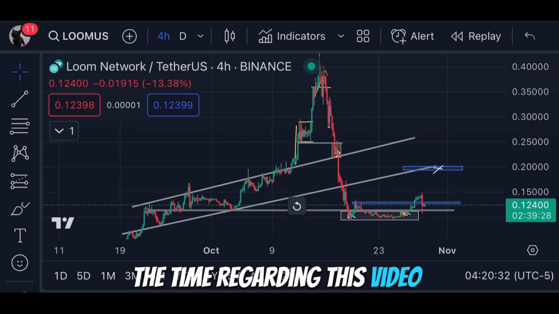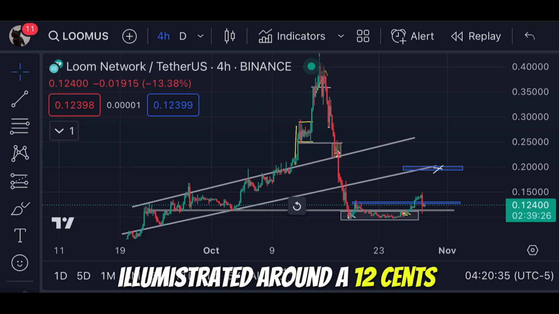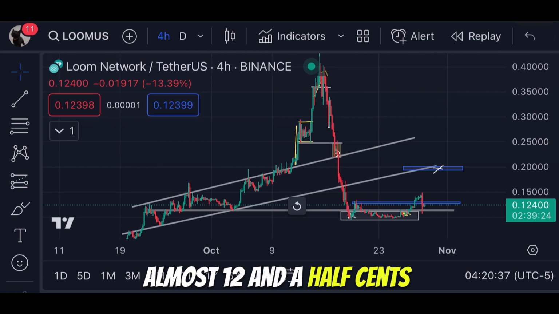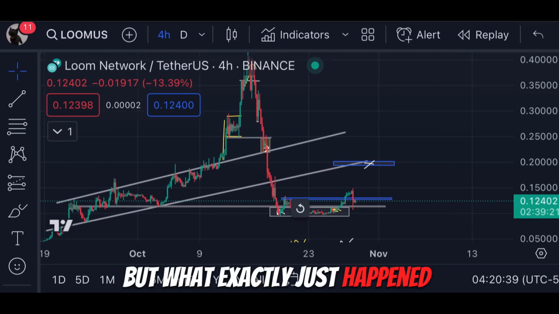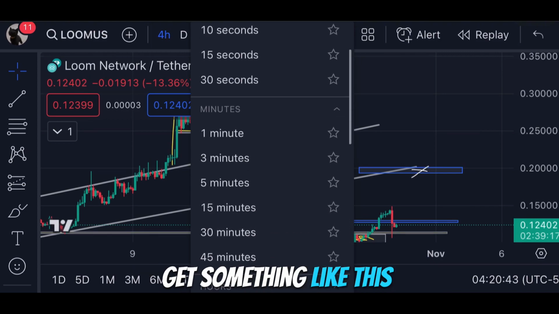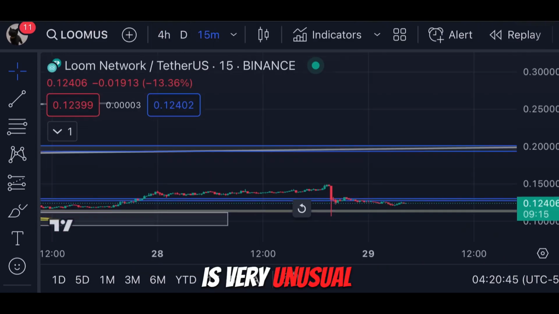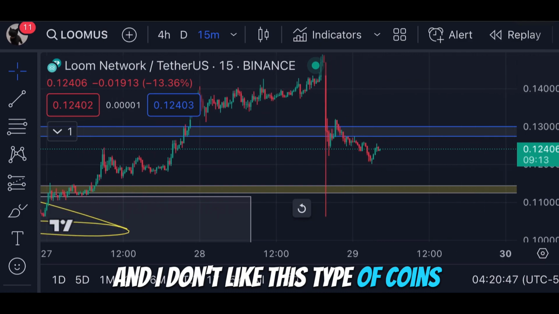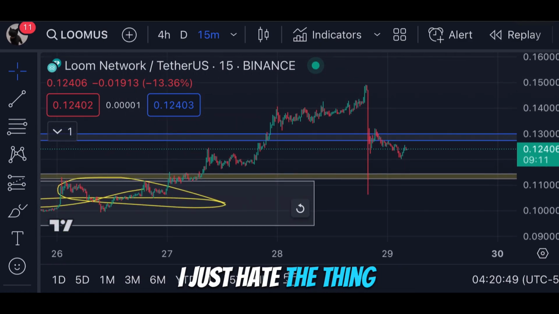At the time of recording this video, Loom is trading around 12 cents, almost 12 and a half cents. But what exactly just happened, we will look at after. Let's get into the smaller time frames, guys. Something like this is very unusual, and I don't like this type of coin. Once any coin does this, I just hate it.